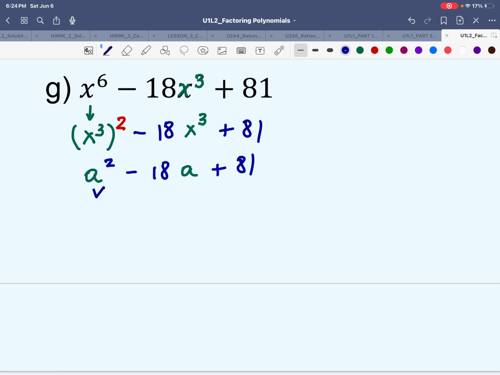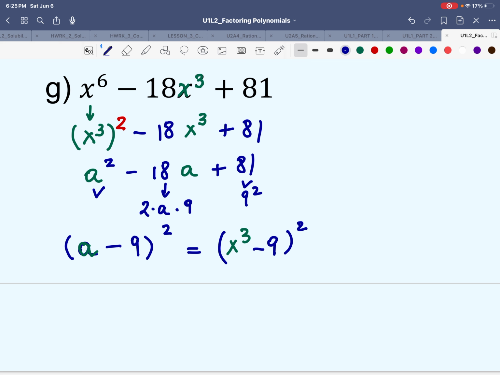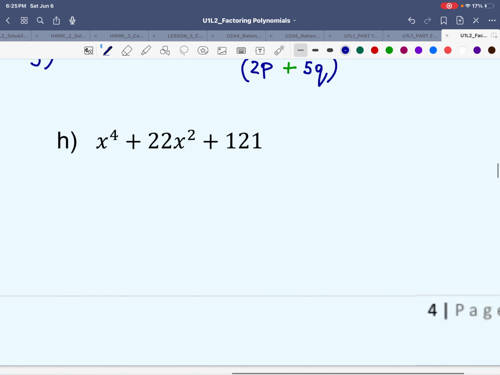So this is a perfect square. 81 is a perfect square. That's 9 squared. So let's check the middle. We want it to be double of a with 9, which it is, which means that the factored form would be a minus 9 to the power of 2. So even better, instead of a, we can bring x to the power 3, obviously. So that's x to the power 3 minus 9, to the power of 2. And this will be the factored form of it. So you can write it as x cubed minus 9 squared, or you can write this as x cubed minus 9 times x cubed minus 9. Try to expand and simplify. You'll see it works.